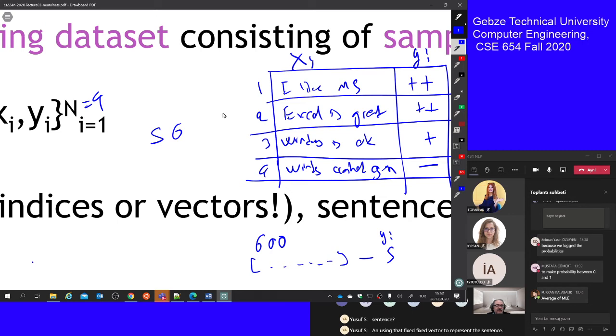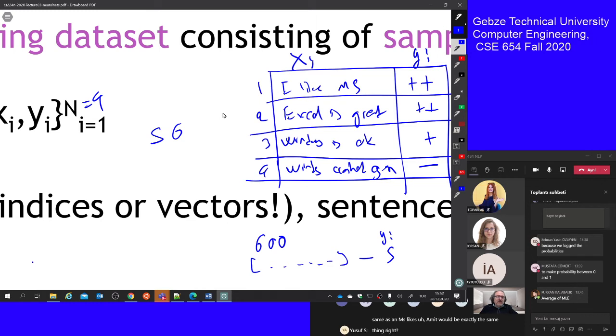Sentences with different word orderings could point to the same thing. For example, "Ahmet likes MS" and "MS likes Ahmet" would be exactly the same thing, right?